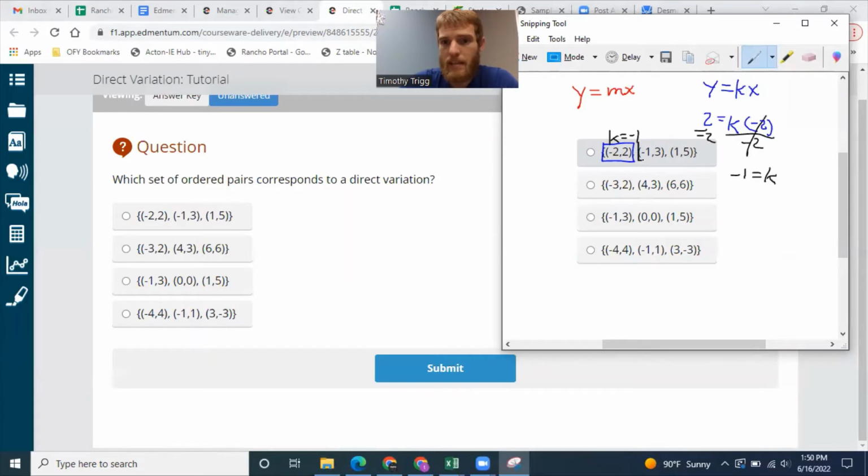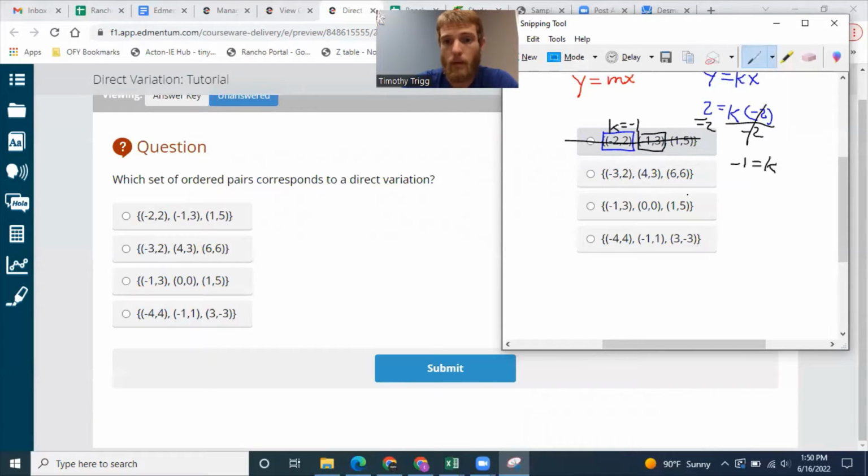Would k be the same here? Well, no, it wouldn't, because if I take this -1 and multiply by -1, that doesn't give me 3, does it? Notice it doesn't keep the same slope throughout. So that tells me this is not direct variation.